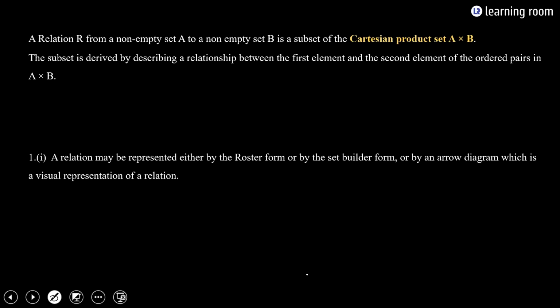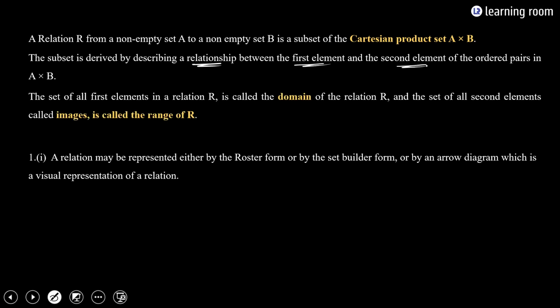So if I have a relation R defined from a non-empty set A to a non-empty set B, then it is going to be a subset of the Cartesian product A cross B, right? So how is the subset derived? By describing the relation between the first element and the second element of the ordered pairs in A cross B, right? So the set of all first elements in a relation.